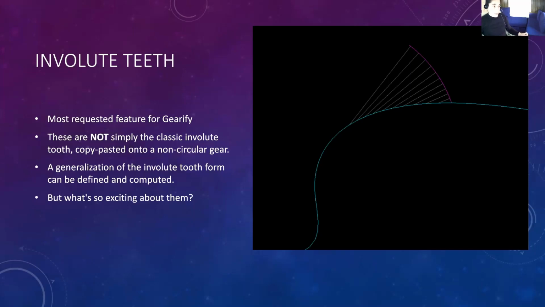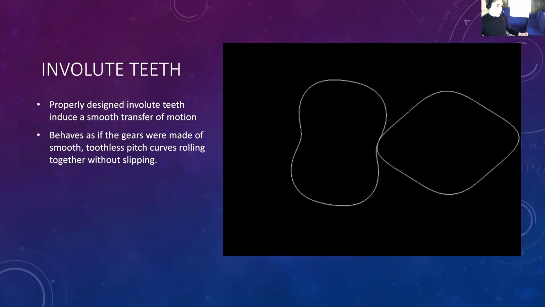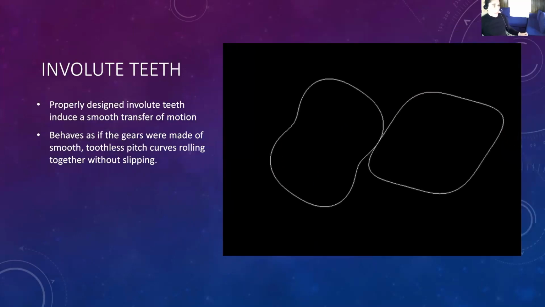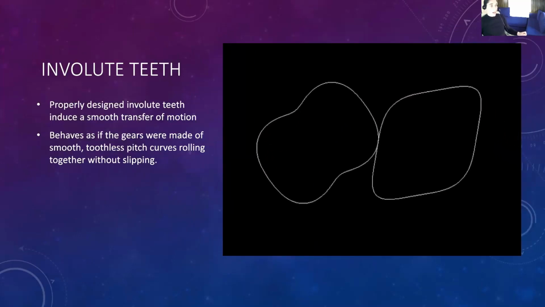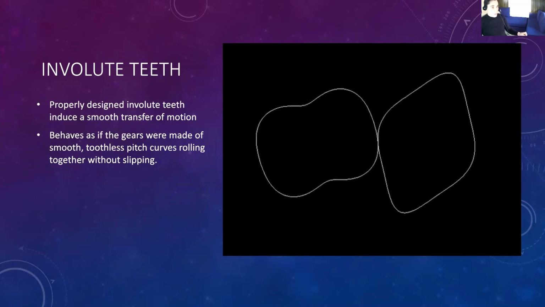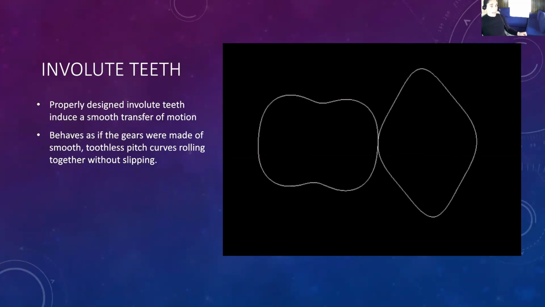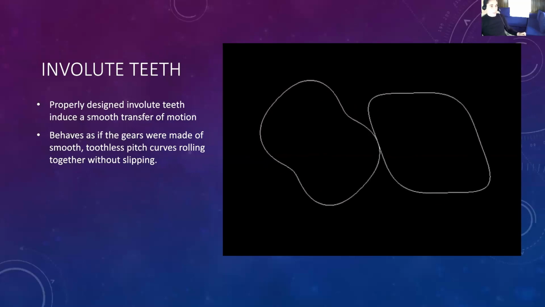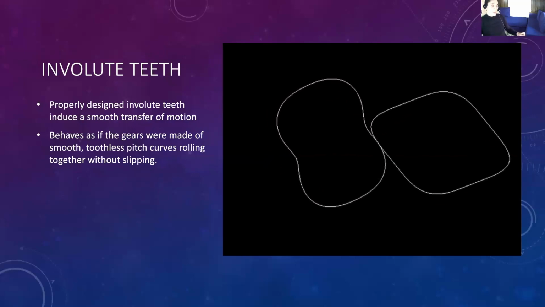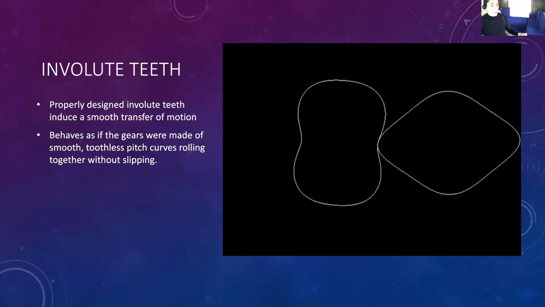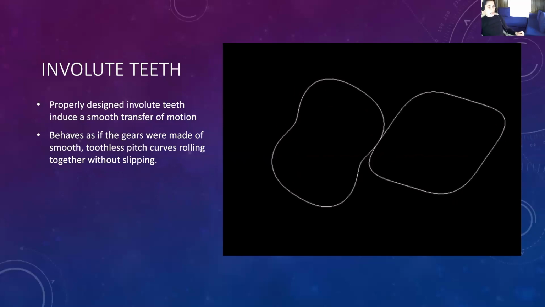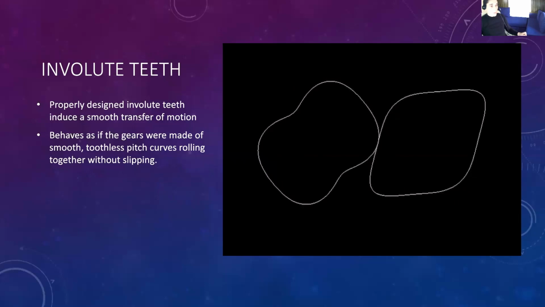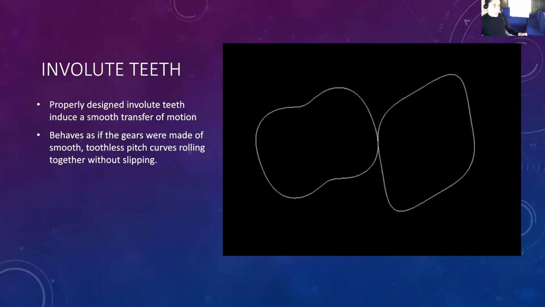But why do we care so much? And what's so exciting about these involute teeth? Properly designed gear teeth will induce a very smooth transfer of motion. That motion is modeled by the pitch curves, which are more or less the overall shape of the gear. You see here this animation of these pitch curves rolling together. This is the motion that you want to model. This is the relative behavior of motion, which is very smooth and very clean.